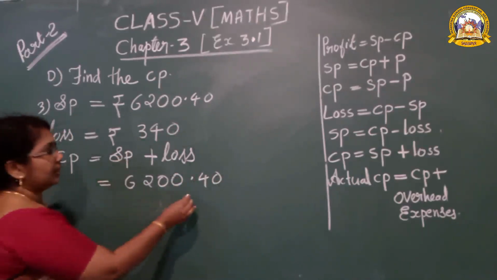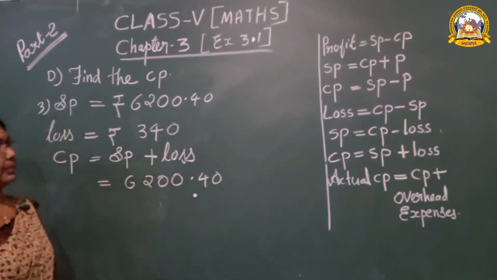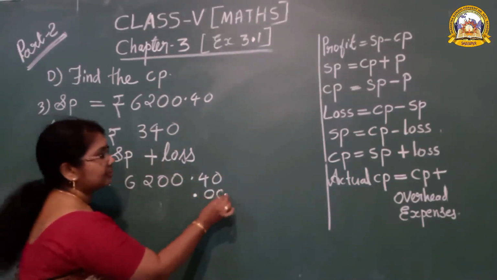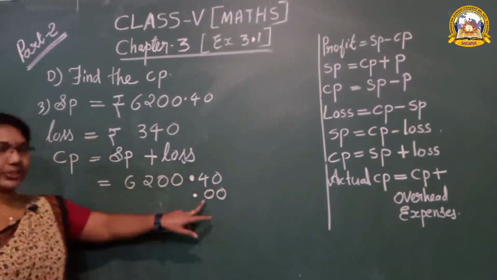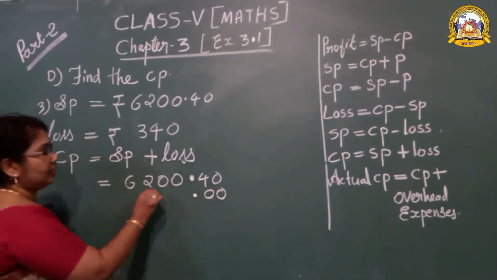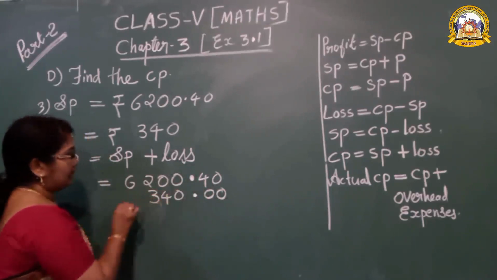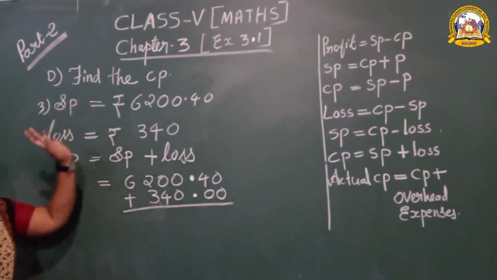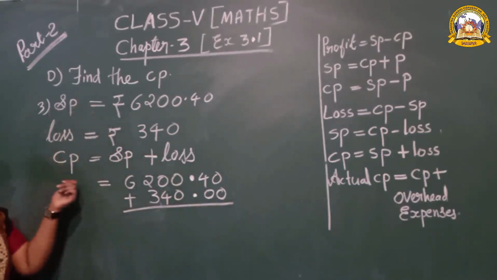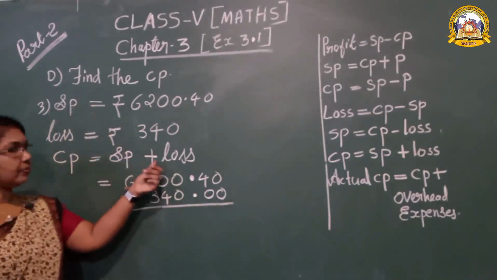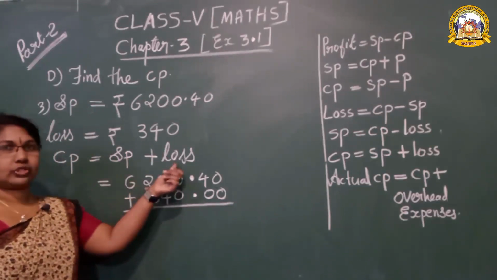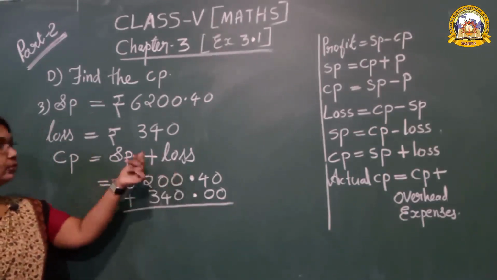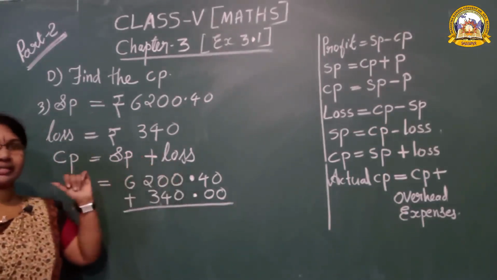If there is no decimal, you have to add zeros. In the decimal chapter I already explained. You should add 2 zeros there. Then you should write here 340. Once more, when selling price and loss are given, what is the formula? CP is equal to SP plus loss. If there is profit, you have to do just the opposite, minus.